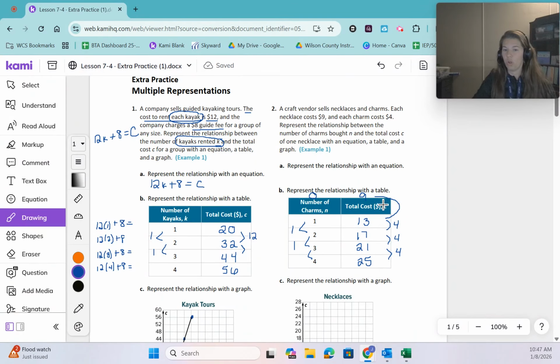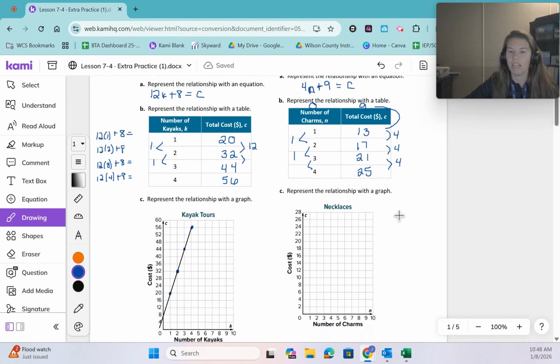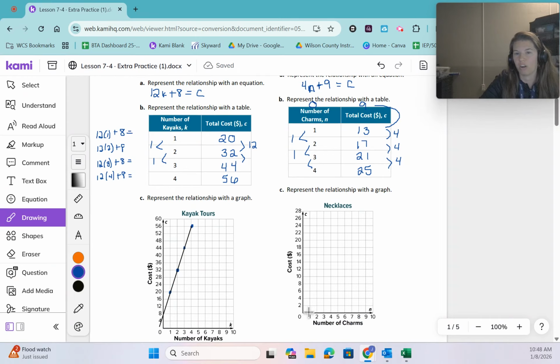Now we know the change for each charm is 4. So I can go back and write my equation now. 4 times however many charms we buy plus the cost of the chain or the necklace itself will give you the total cost of your necklace. Oops, sorry, charms is supposed to be n. I used the wrong variable there. 4 times n, the number of charms, plus the $9 fee for the chain, equals your total cost.